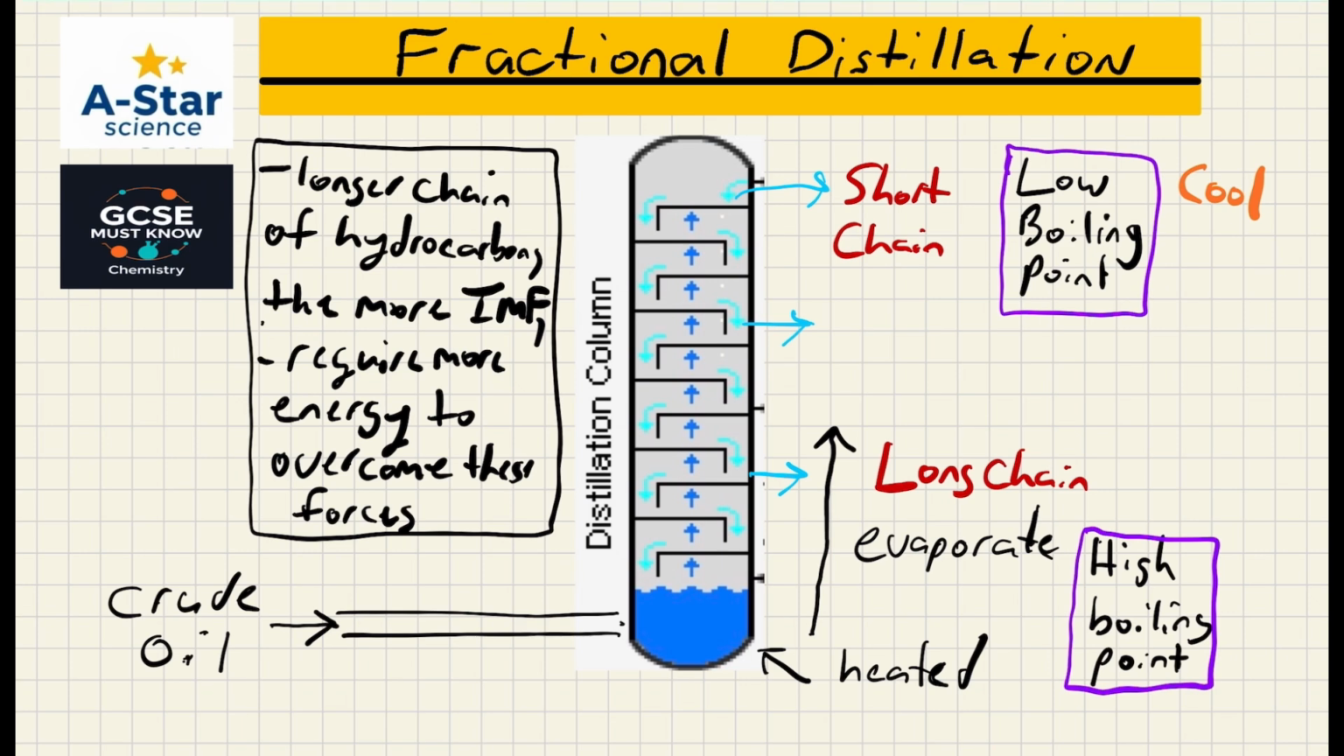So the short chain hydrocarbons, they do not have much intermolecular forces, so they don't require much energy to overcome. So it doesn't take much heat for them to evaporate, and they go to the top of the column and then can be extracted there. That's the relatively cool area of the column. Whereas the very long chain hydrocarbon molecules will stay at the bottom because they have a much higher boiling point, and this is the hot area of the column compared to the cooler area at the top.